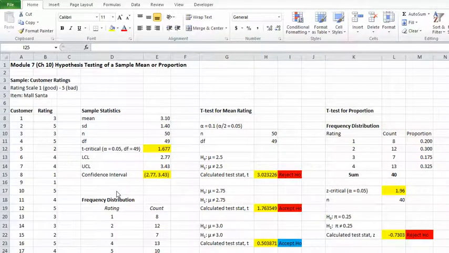Okay, here we go. Hold on to your hats. Module 7, it's Chapter 10, Hypothesis Testing. Hypothesis testing of a sample mean or a proportion.